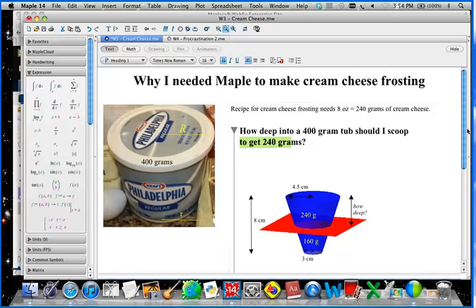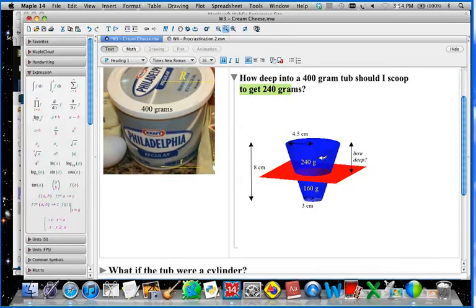Here's a mathematical representation of that problem. The blue represents the Philadelphia cream cheese tub, and the red plane represents the depth to which we would scoop cream cheese out, and the goal is to get exactly 240 grams out. I got my ruler from the downstairs basement and measured the radius of the top of the tub. It's 4.5 centimeters. The radius of the bottom is 3. The height of the tub is 8. How deep into those 8 centimeters should I dig to get out 240 grams?